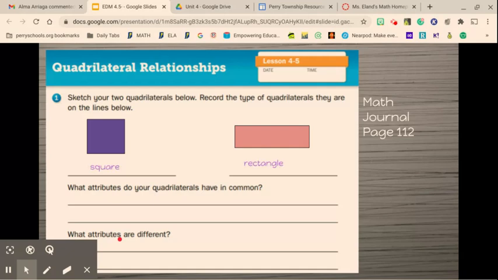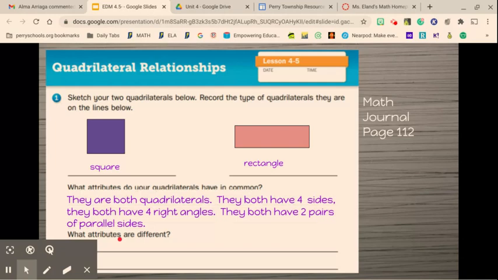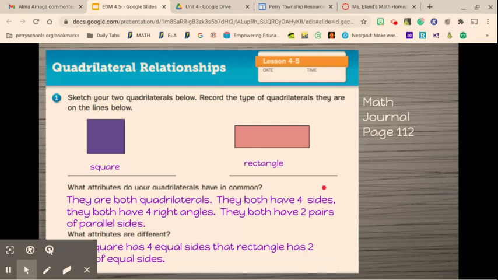You should have said that they were a square and a rectangle. What features or attributes do your quadrilaterals have in common? Well, they are both quadrilaterals. They both have 4 sides. They both have 4 right angles. And they both have 2 pairs of parallel sides. Top and bottom, left and right are parallel. What makes them different? Well, a square has 4 equal sides, and a rectangle has 2 pairs of equal sides. So the top and the bottom are equal, but the left and the right are not equal.